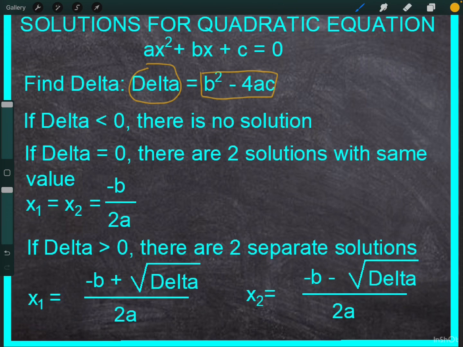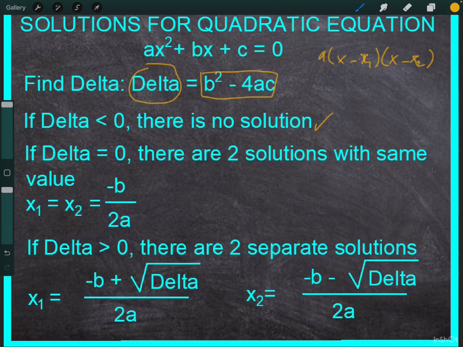And we will find the value of delta and check. If delta is less than 0, the quadratic equation has no solution. In this case, we cannot factor the quadratic expression, because it has no solution, so we cannot apply the formula a times (x minus x1) times (x minus x2).